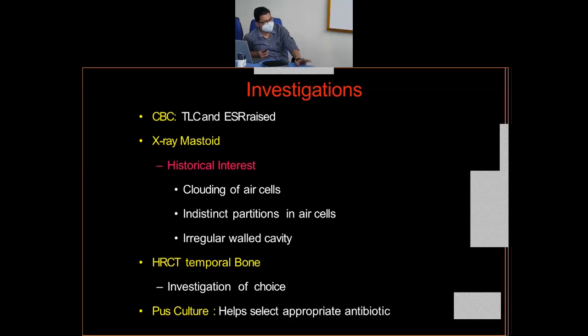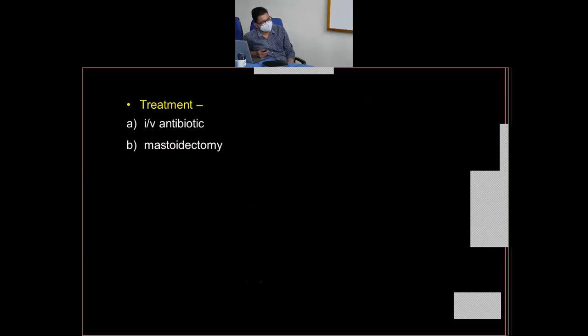So we have to do one HRCT temporal bone so that we can see the mastoid antrum also, the medullary cavity, ossicles, everything we can see in HRCT temporal bone. That's why HRCT temporal bone is the investigation of choice for mastoiditis. And we will send one pus culture so that we can start exact antibiotic therapy according to the sensitivity. Then treatment will be IV antibiotics and mastoidectomy.